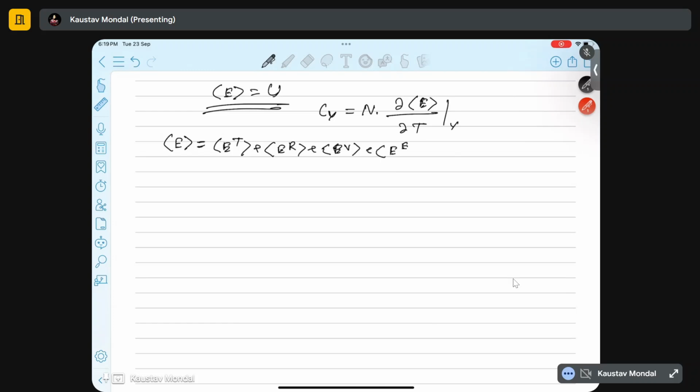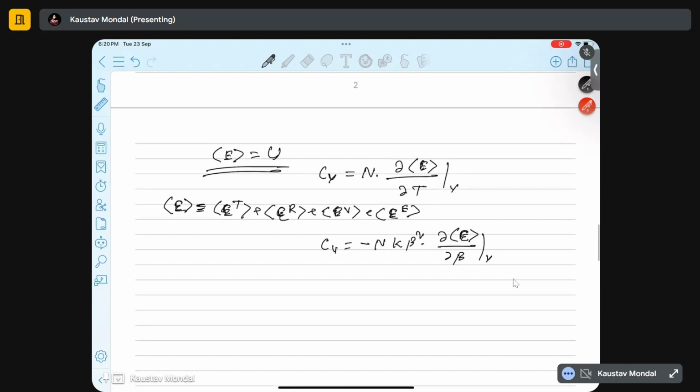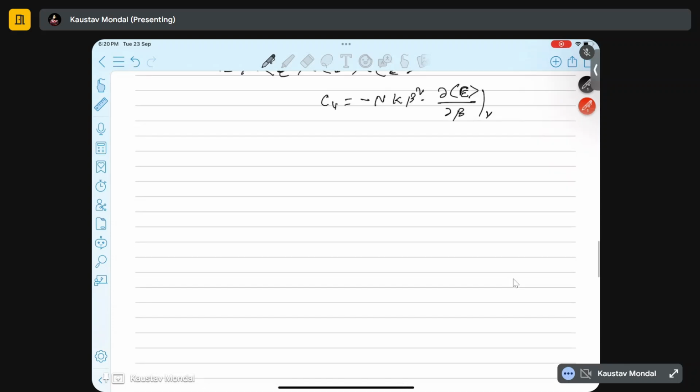So if you add all these contributions, that gives you the total mean energy, and from that total mean energy, you can easily calculate the specific heat at constant volume. Right? Similarly, for the sake of calculation, you can also write the Cv in terms of beta. In that case, the expression will look like this: del E by del beta at constant volume.